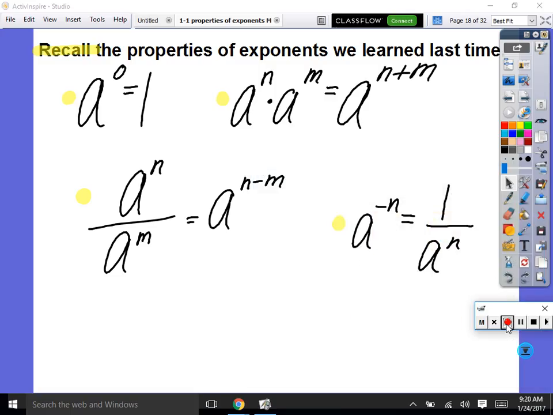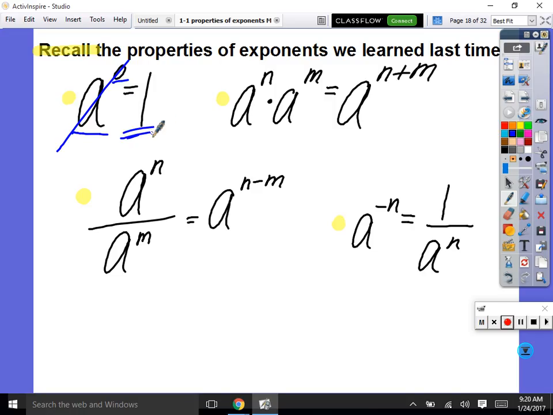Okay, so recall the last time we learned a couple properties of exponents, so you don't need to write this down. You've already learned this, but we're going to review it because you're going to need it again today. When you have any base raised to the 0 power, the whole base goes away and the whole thing simplifies to be a 1. Correct, everybody?